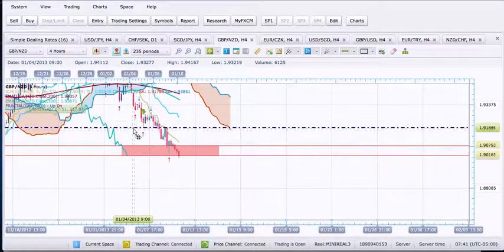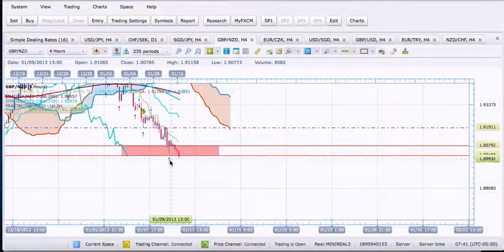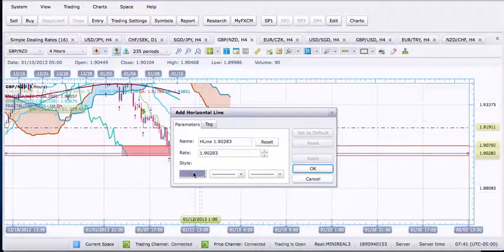As you can see, this fractal level was broken. It came back to retest it, and it came down again. Now this is my own support level. It broke it. Now this is also my own support level, but it also happens to be a fractal, so I'm going to put in a fractal line right now. So it gives you confluence. If you have confluence, it's always a good sign.